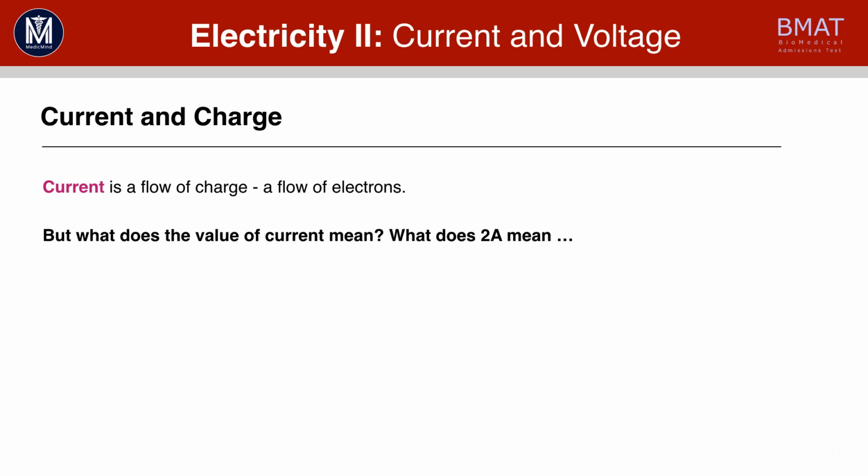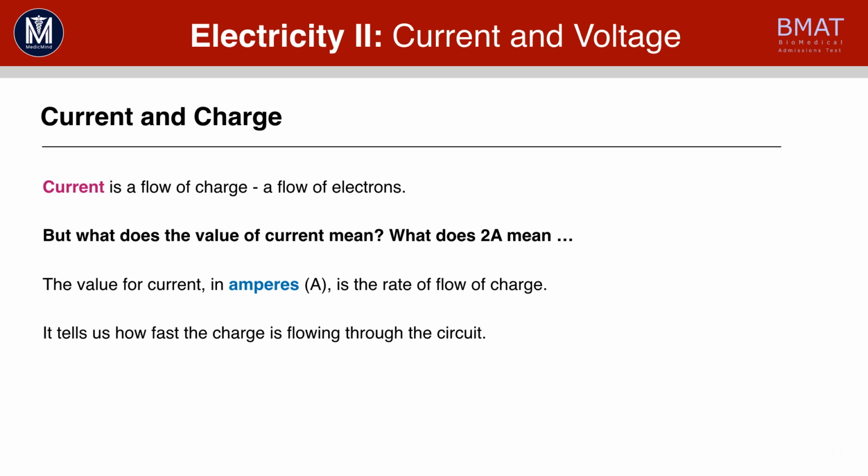But what does the value of current mean? Because we've defined current to be a flow of charge, we also define current numerically. For example, we might say that the current is 2 amps. Well, the value for current in amperes is the rate of flow of charge. So whilst current as a noun is a flow of charge, the value for current numerically is the rate of flow of charge. The current tells us how fast the charge is moving through the circuit.